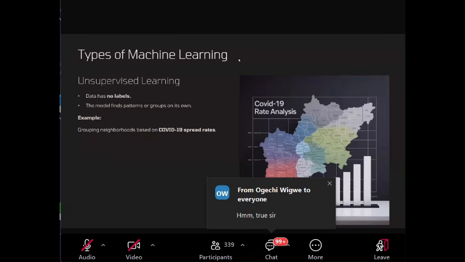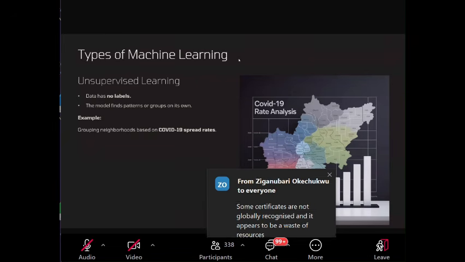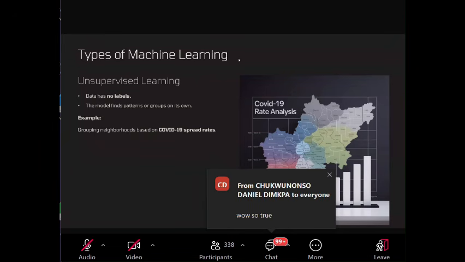I know in Nigeria and in many African countries, we take these things for granted. Yeah, sentiment analysis. So they call it sentiment analysis. Sometimes they can call it sentimental analysis. It's still okay.